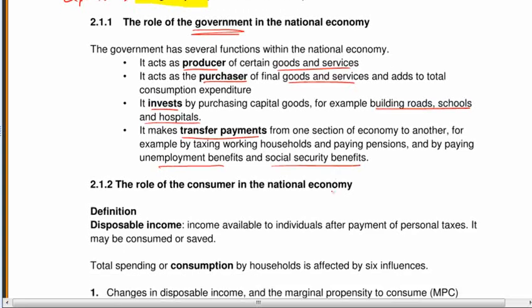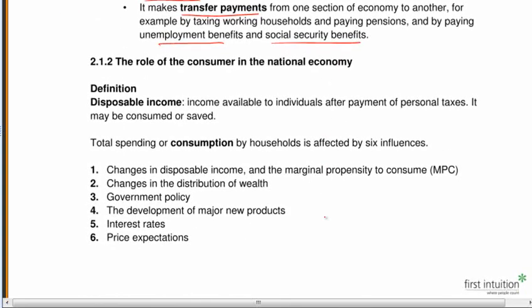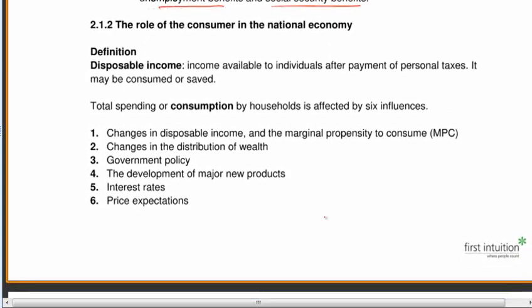Now, if that's the role of the government, what about the role of the consumer? Well, basically the role of the consumer is to consume, isn't it? It's to buy things. And we buy things with our disposable income. Now, what do we mean by disposable income? Well, it's any income that we have after we've paid all our tax. So again, the government's got a role to play there because they can help determine the amount of disposable income we've all got by either increasing or reducing the rate of tax in the economy.